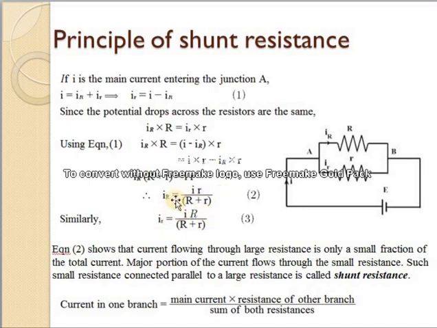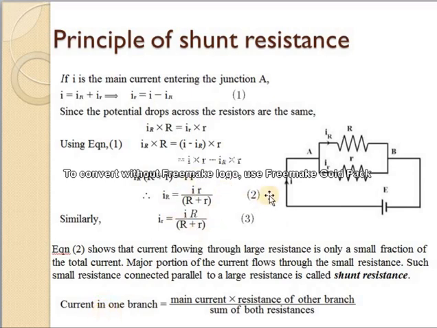That means initially the whole current, the total current I, is flowing through it, but when we connect a smaller resistance parallel to it, the I capital R becomes total current into small r divided by capital R plus small r. That means only a very small fraction of the current will flow through capital R. The remaining, the majority of the current, will flow through the small resistance small r. That means when we connect the small resistance parallel to a larger resistance, it will bypass the majority of the current. So in an electrical circuit, such a resistance connected parallel to the larger resistance is called a shunt resistance. That is the principle of shunt resistance.